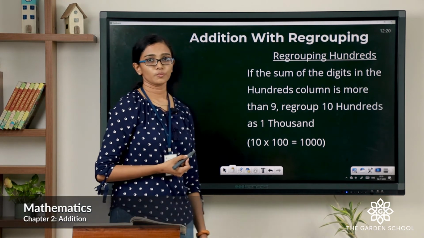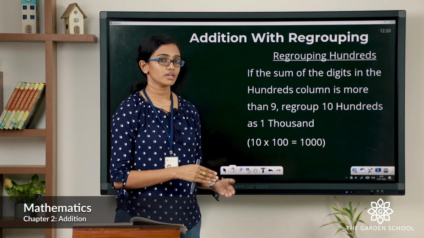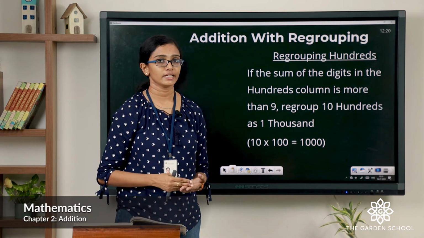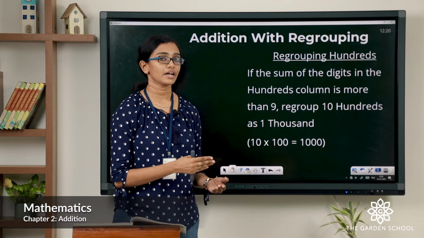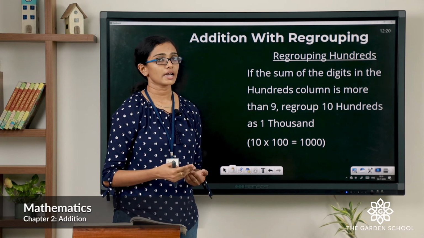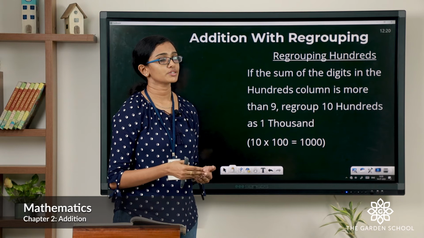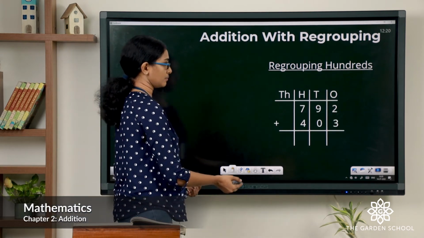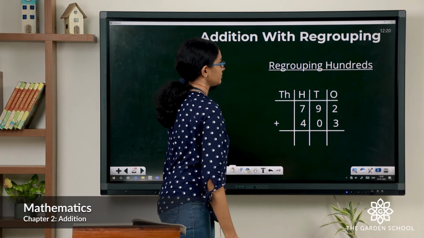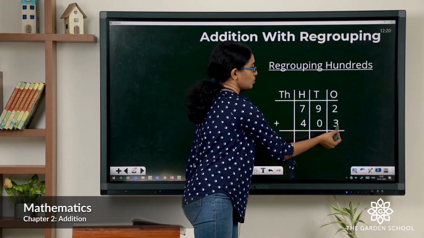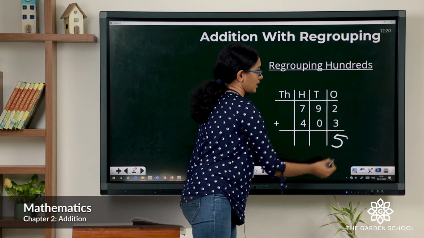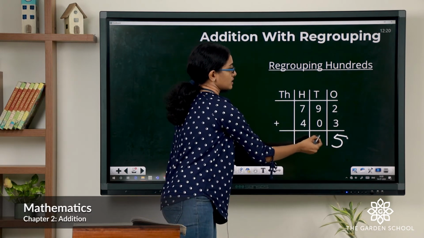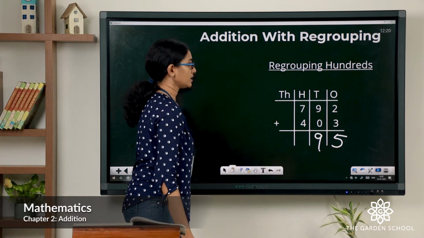Now we'll see the regrouping of hundreds. So similar to the regrouping of ones and tens, when the sum of the digits in the hundreds place is more than 9, we regroup 10 hundreds to 1000. Here is an example. Here you have 2 ones plus 3 ones equals 5 ones. 9 tens plus 0 tens equals 9.